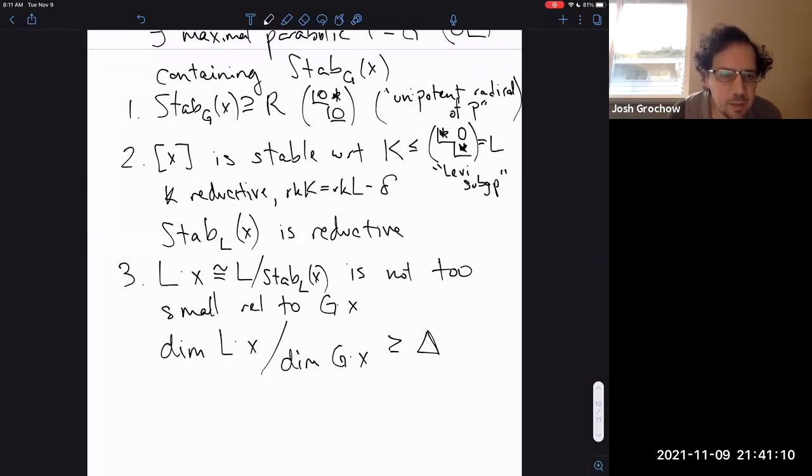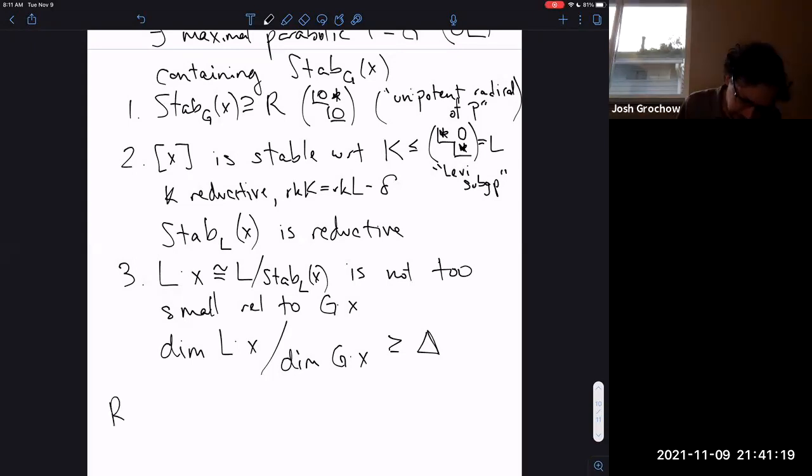All right, so this is the definition. So a remark: when the parabolic subgroup is actually equal to the whole group and the defect delta is 0 and this ratio capital delta is 1, this is the same thing as stable.